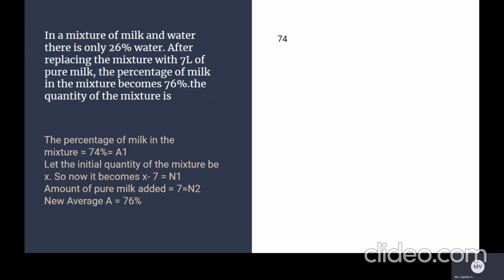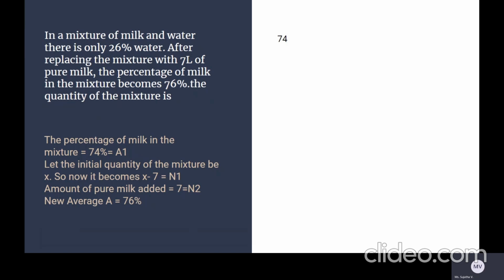Now we are taking out 7 liters, right? So initially the mixture was X liters. Now it has become X minus 7 liters. And you are adding 7 liters of milk to it, right? So your N1 is X minus 7. Quantity of the mixture right now is X minus 7, which you are mixing with the other liquid, which is milk. Okay, 7 liters of milk, right, which becomes your N2.